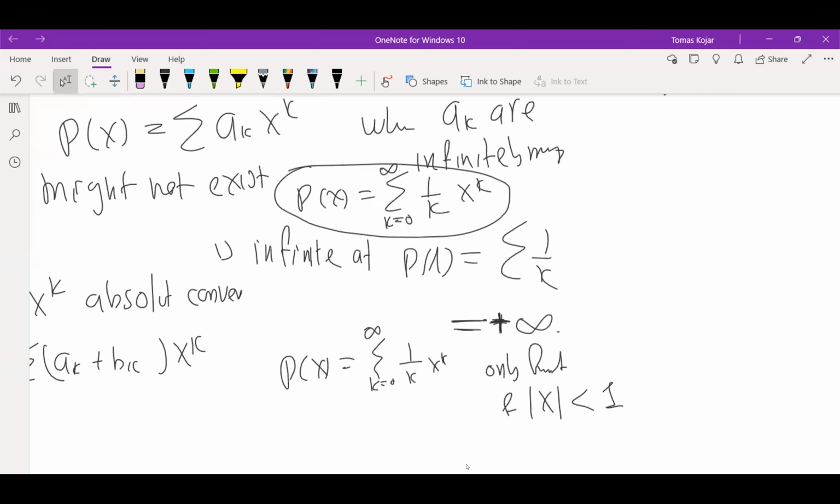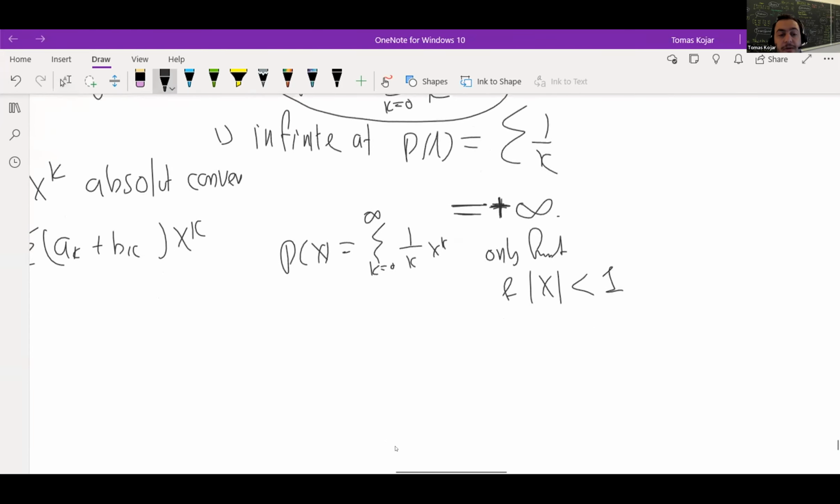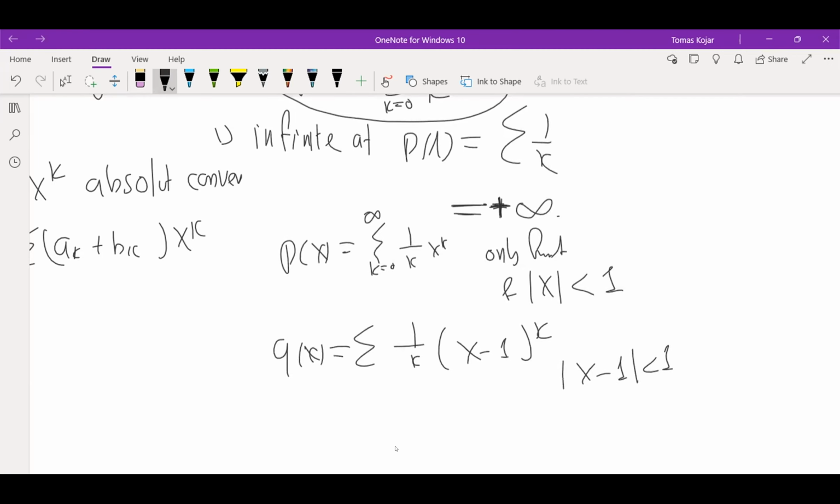And then you can imagine you take some other polynomial q(x) and you shift it. Now this is finite only for |x minus 1| less than 1. So you cannot even add them. You cannot add q(x) and p(x), because where one is finite, the other is infinite.